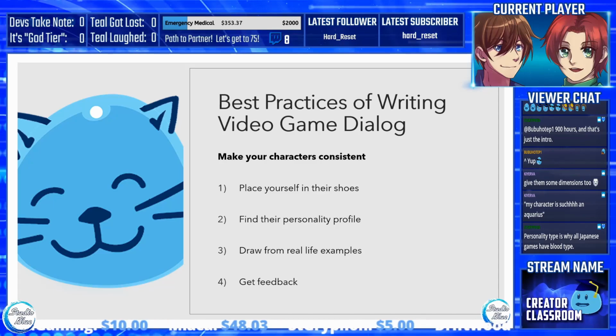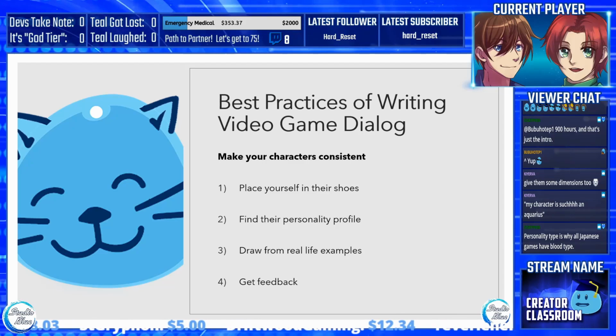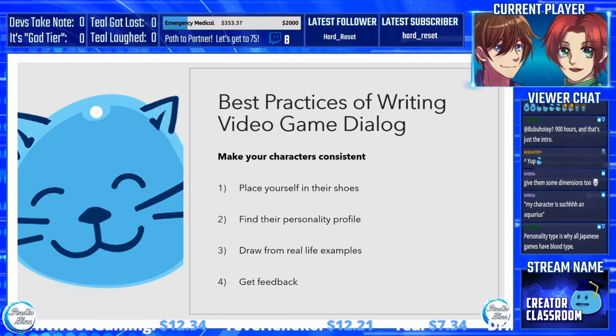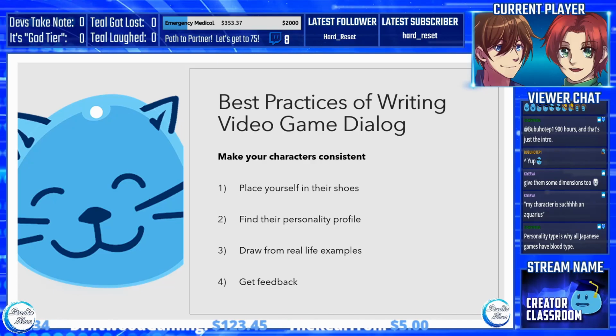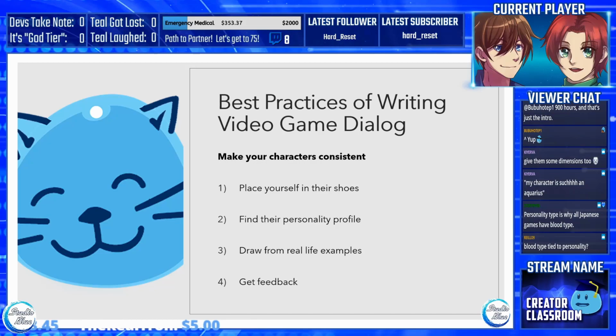Yes, personality type is why all Japanese games have blood type. That's huge to the Japanese, and they carry that part of their culture over. If you notice here in the States, when they do it, they'll have their Western astrological sign, Leo, Aquarius, etc. Kia's character is such an Aquarius. That's awesome. And lastly, get feedback.